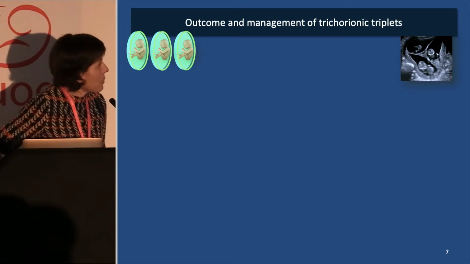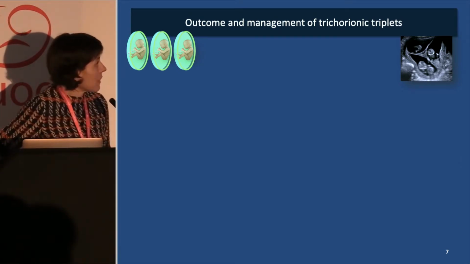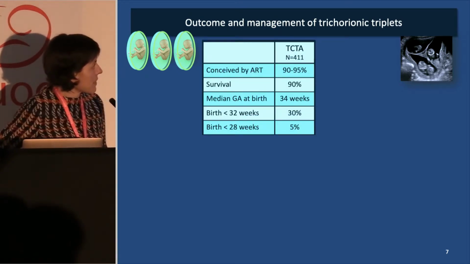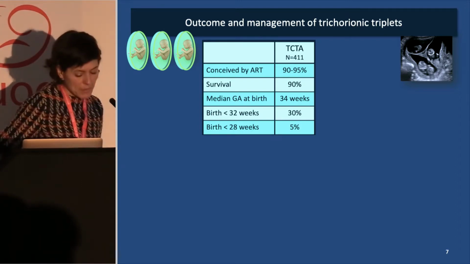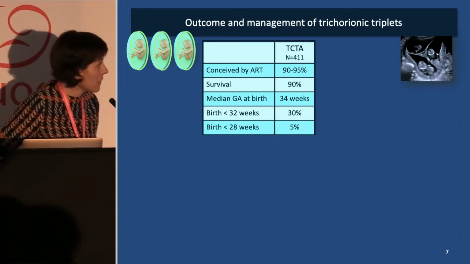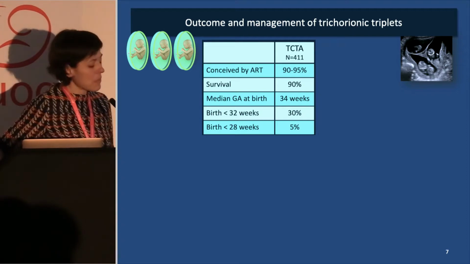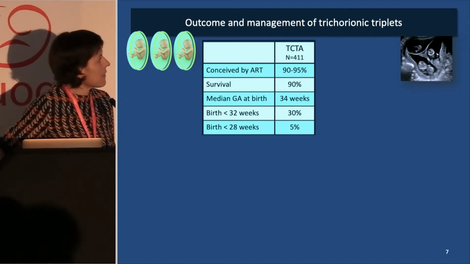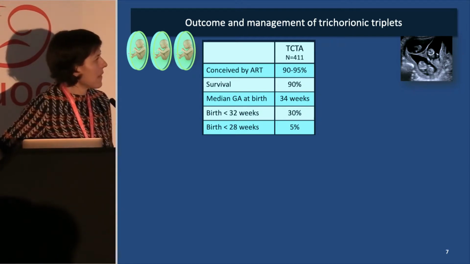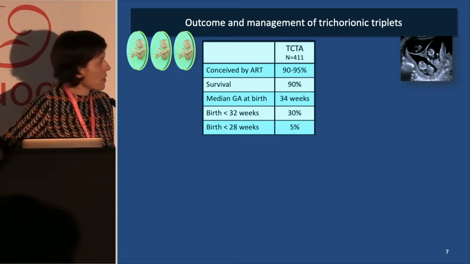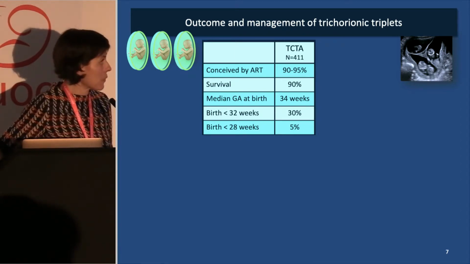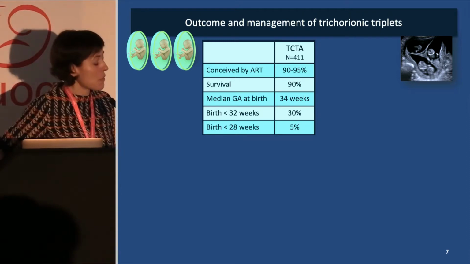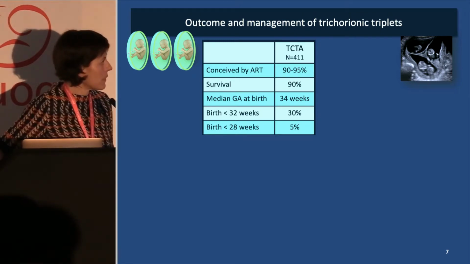The most common type of triplets are the trichorionic triplets, and just to summarize their outcome, we know that most are after fertility treatment. Actually, their survival rate is not that bad. It's about 90%, but like I said, there's a 30% chance of delivering very preterm, and actually a 1 in 20 chance of delivering extremely preterm.